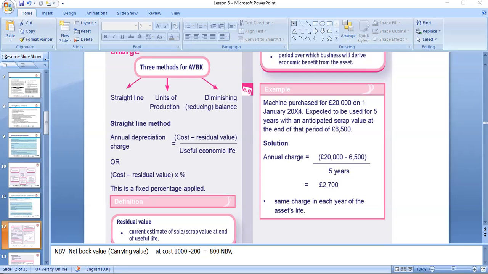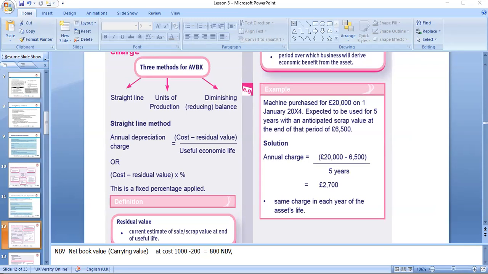We call it the carrying value, which you have to calculate for the asset. This is your book value when you bought it minus your depreciation. The carrying value at the start of the second year is 16,000. So that's how you do the depreciation.